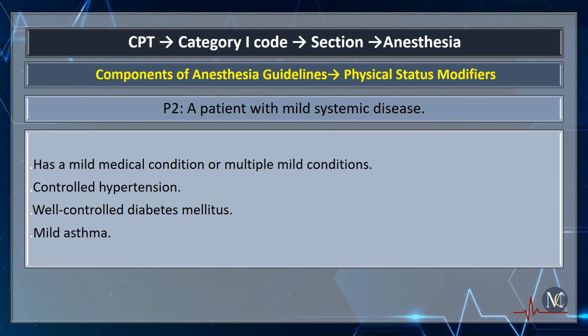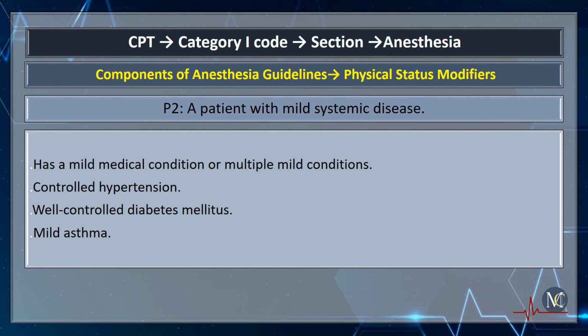Modifier P2. In the context of anesthesia physical status modifiers, it indicates that the patient has mild systemic disease. This means that the patient has a mild medical condition or multiple mild conditions that may affect their overall health status but are not considered severe or life threatening. Patients classified as P2 may have conditions such as controlled hypertension, well controlled diabetes mellitus, mild asthma, or other mild systemic diseases that do not pose a significant risk during anesthesia, but may require careful monitoring and management during the procedure.